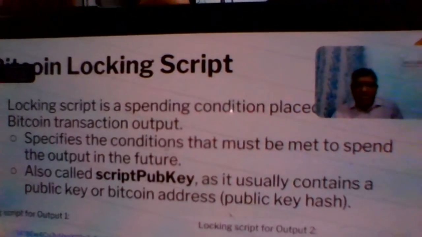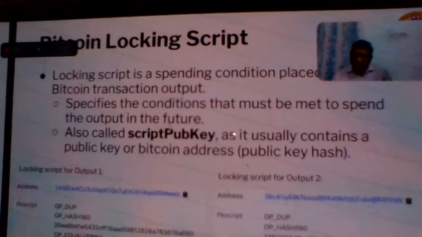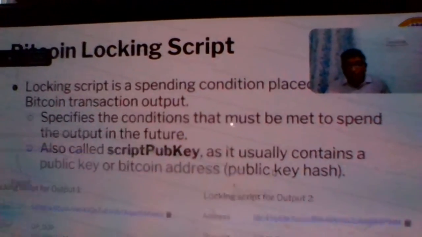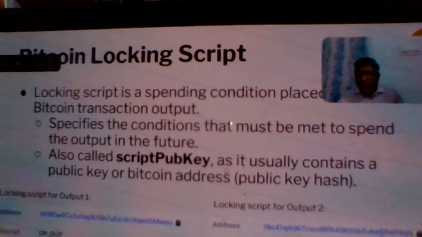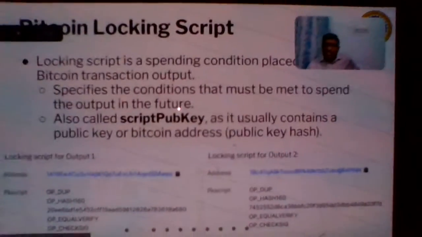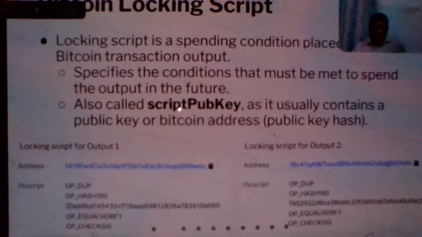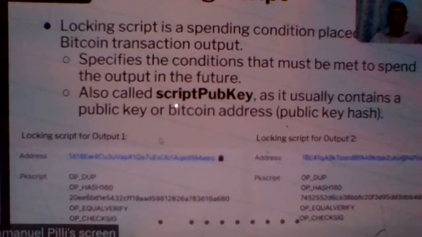Let us say this is a locking script. It specifies the conditions that must be met to spend the output in the future. Now, I have made two transactions. These two transactions I am spending, but along with these two, I am locking scripts. For each of them I put a condition. What is that condition? There is some condition, duplication and hash 150, some value. So this value should become equal, and then you should verify it and check it. And if they're all satisfied, then this transaction can be taken up, right?